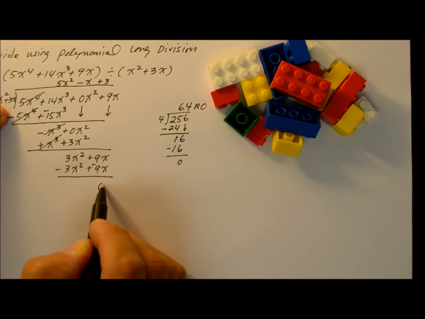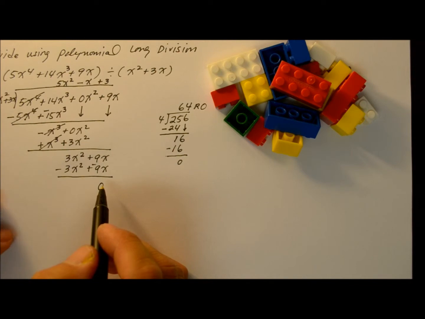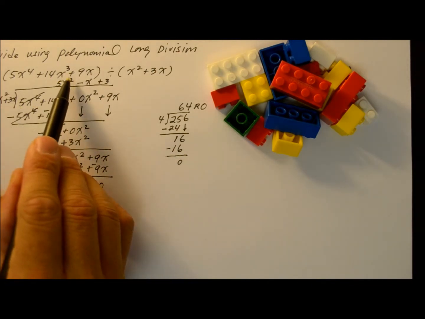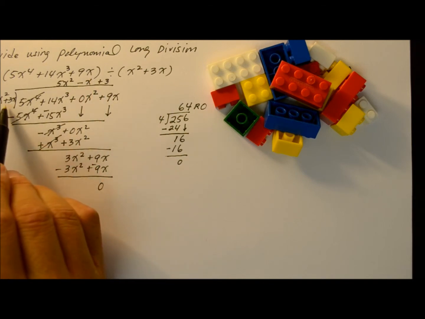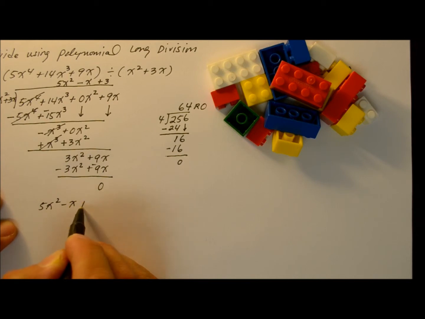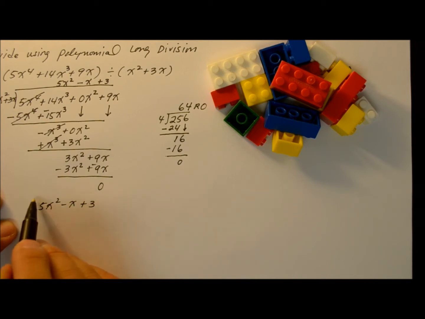Everything zeroes out. So, what is the quotient of this polynomial 5x to the 4th plus 14x to the 3rd plus 9x divided by x squared plus 3x? It is 5x squared minus x plus 3. That is the factor.